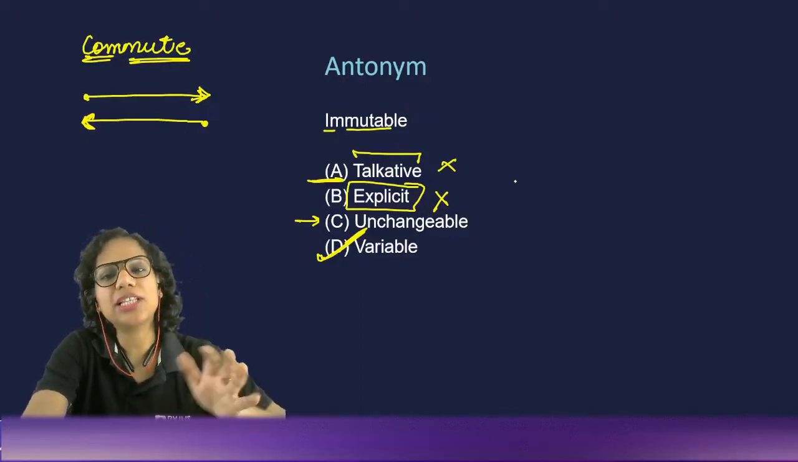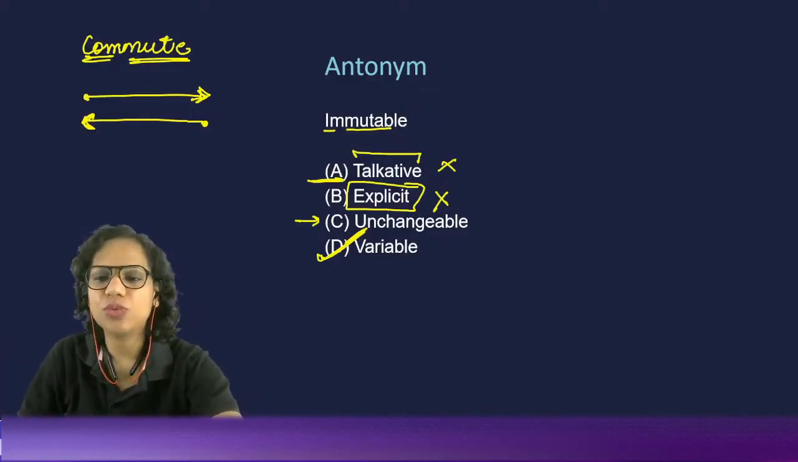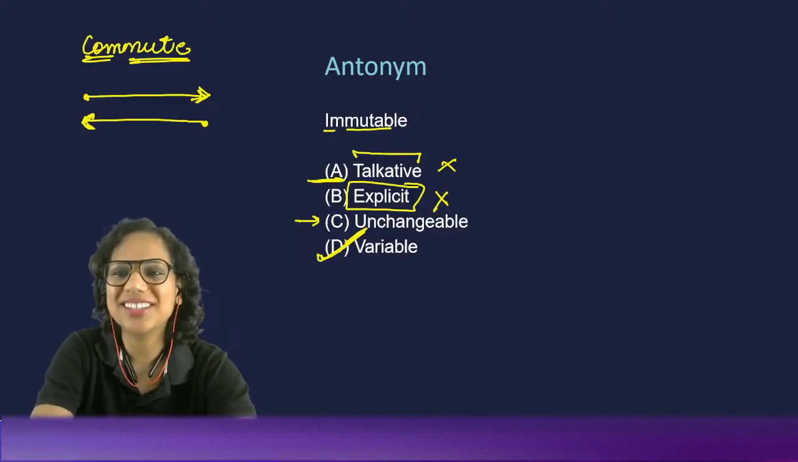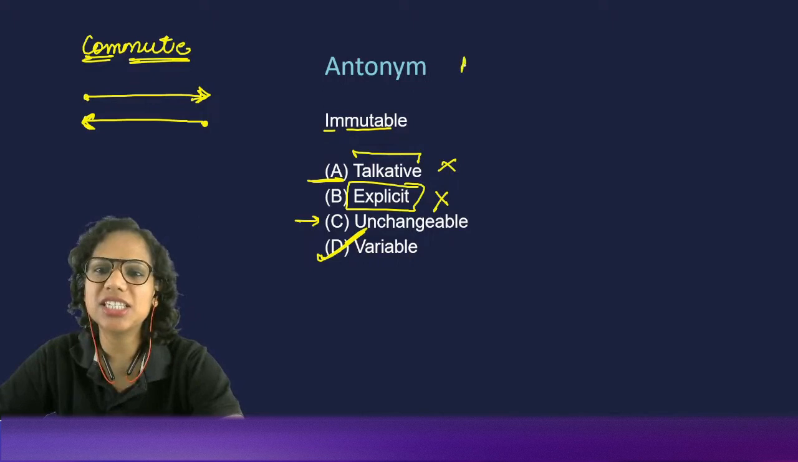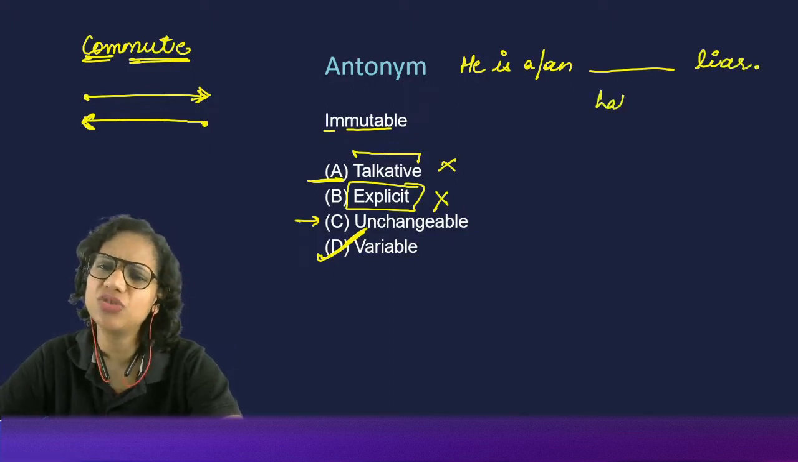And what about, let's say there is a person whose habits cannot be changed. What will such a person be called? Let's say I want to say he is a or an dash liar, a habitual liar. You can't change him.